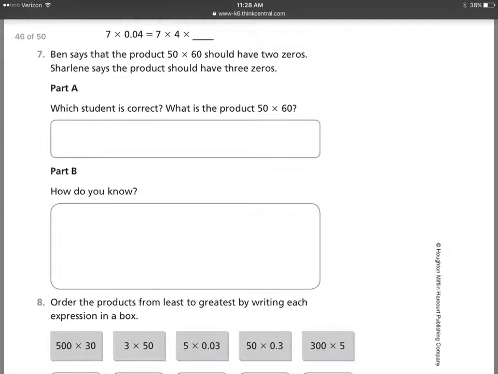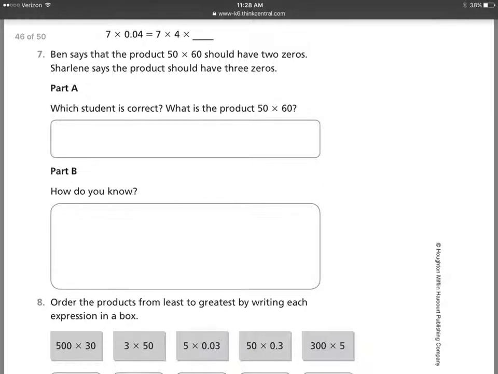For number 7, you're going to have to settle a dispute, because Ben says the product of these two numbers should have 2 zeros, and Charlene says that it should have 3. So in the first box, you're going to tell me which student is correct, and you're also going to tell me what the answer to this is. But in box B, you need to tell me how you know.